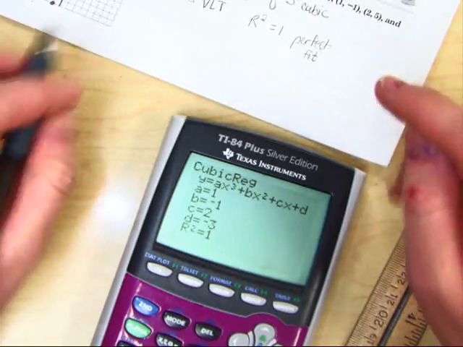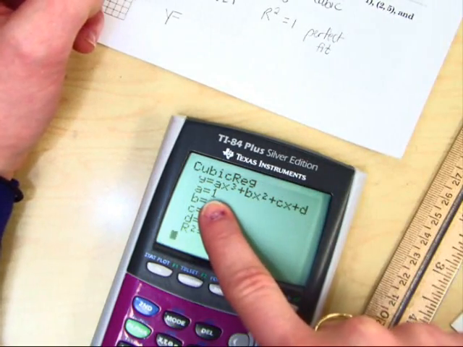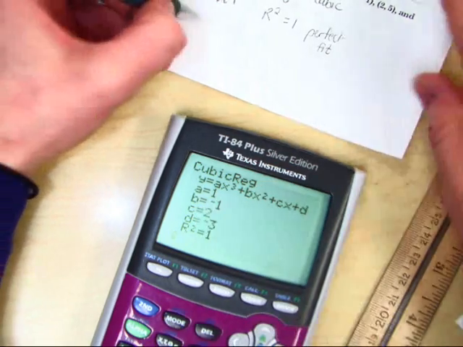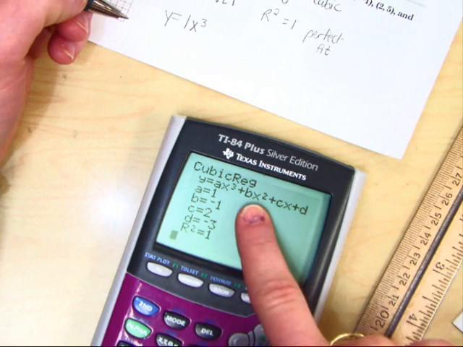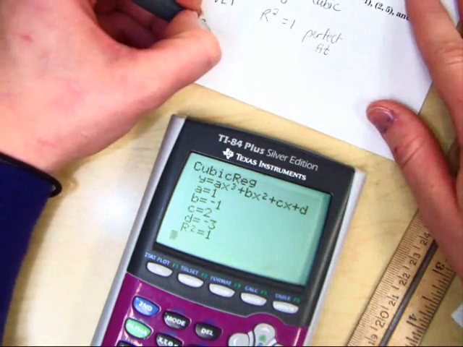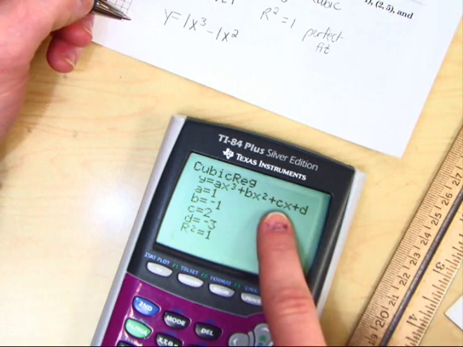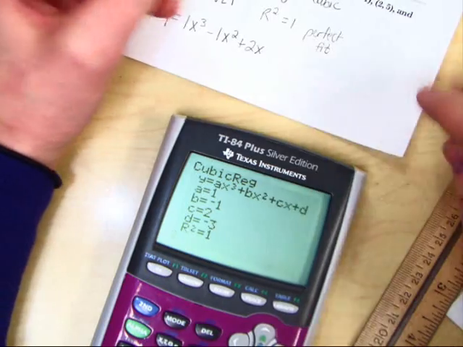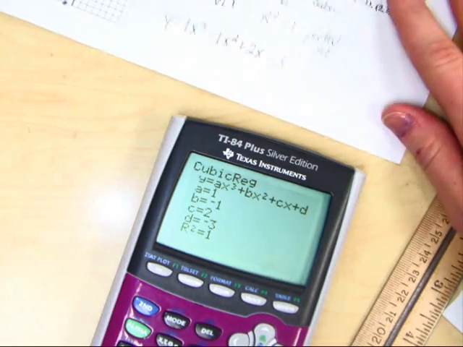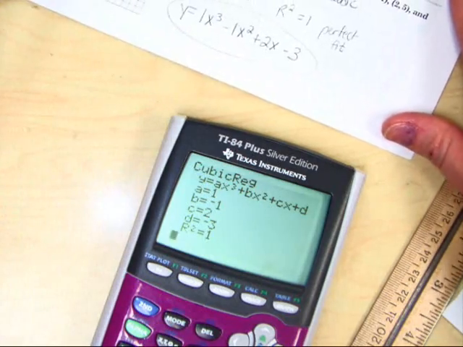That's pretty great. So what I'm going to do now is write my equation, y equals ax cubed. Well, a is 1, so 1x cubed. Plus bx squared. Well, b is -1, so minus 1x squared. C is 2, so plus 2x. And d is -3, so minus 3. There you go. You have the perfect equation that fits all of these points.